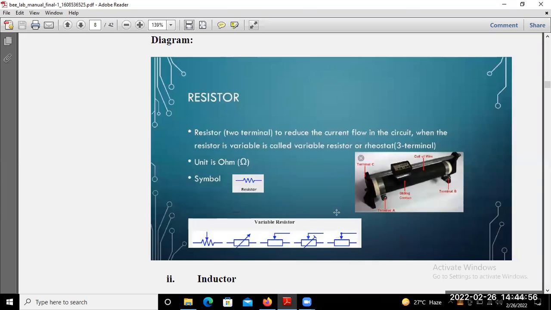So this is the physical rheostat. Have you seen the physical rheostat? Yes, sir. So I think all of you are familiar with their terminals. Just tell me.